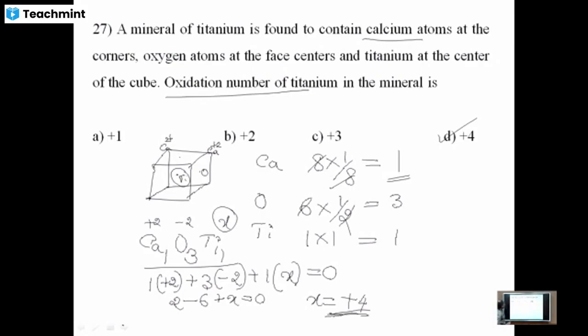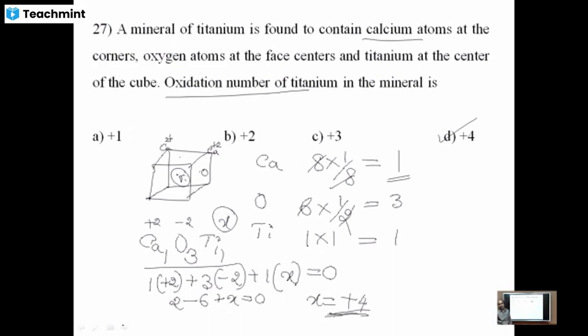Next one, substance which is weakly repelled by the magnetic field is. Options: oxygen, nitrogen, chromium dioxide, and magnetite, Fe3O4. We know there are three important types of magnetic substances. They are diamagnetic, paramagnetic, and ferromagnetic substances. Of course, there are two more called ferrimagnetic and antiferromagnetic substances.